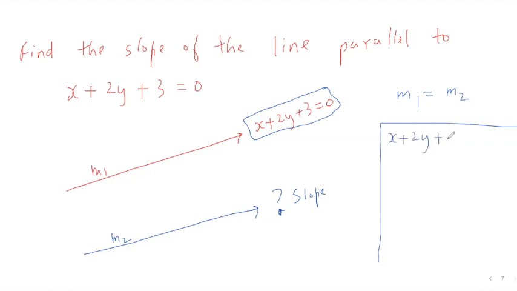x plus 2y plus 3 equals 0. I move the 3 to the other side. So I get x plus 2y is equal to minus 3. Now I move the x over to the other side as well. So I get 2y is equal to minus x minus 3, right? And then I divide the entire thing by 2. So I get y is equal to minus half x minus 3 by 2, right?